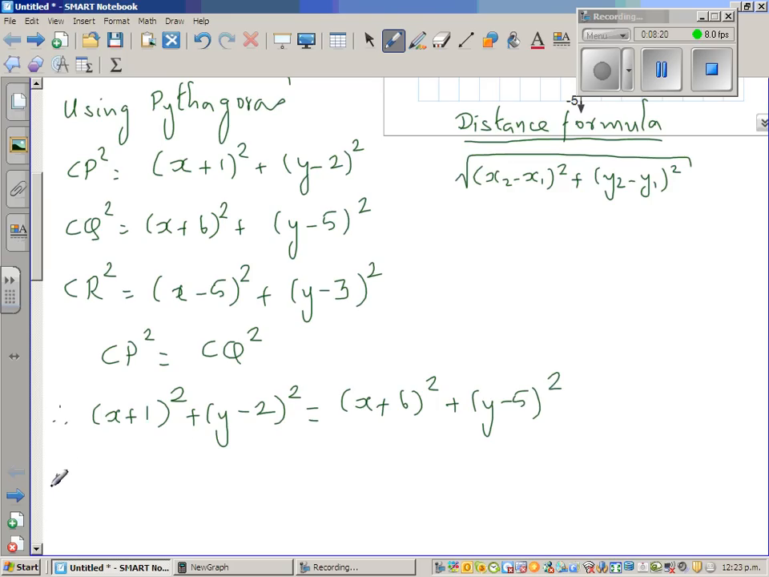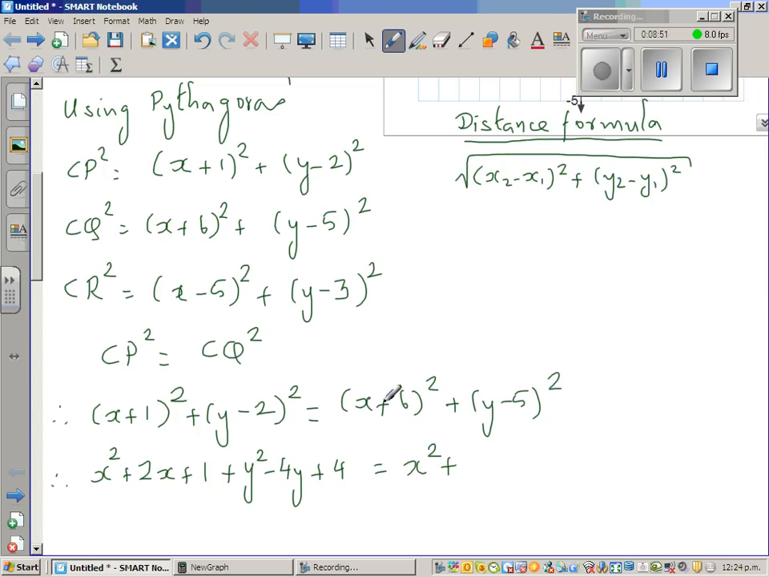So using the formula of perfect square, x plus 1 times x plus 1 is x squared plus 2x plus 1. Okay, so you should not write x squared plus 1 squared. That's one of the common mistakes that students do. This is y minus 2 times y minus 2, which is y squared minus 4y plus 4. This would be x squared plus, this is how I do.